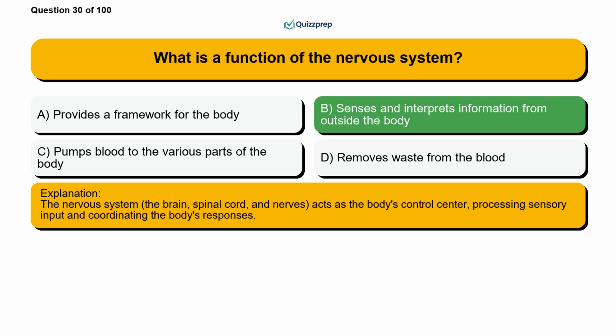The nervous system, the brain, spinal cord, and nerves, acts as the body's control center, processing sensory input and coordinating the body's responses.